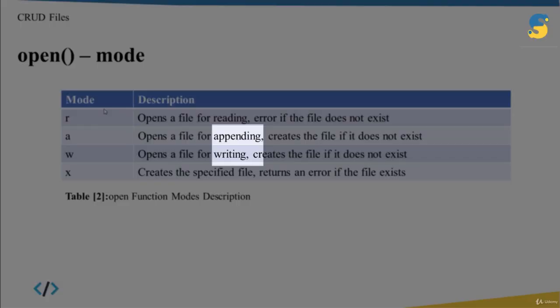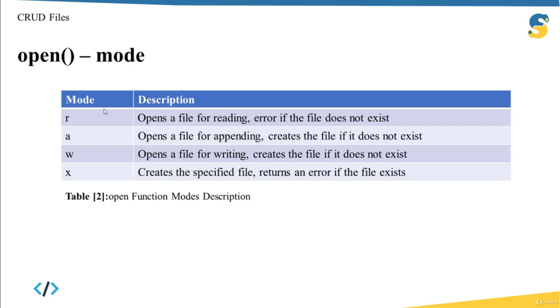The difference between append and write: append will write at the end of the file, whereas write will write the data from the beginning of the file. In other words, write will overwrite the original content of the file. The last mode, as you see here, is X, and usually we use it to create a file, and it returns an error if the file exists. So this will help you to not overwrite any file like what W does.